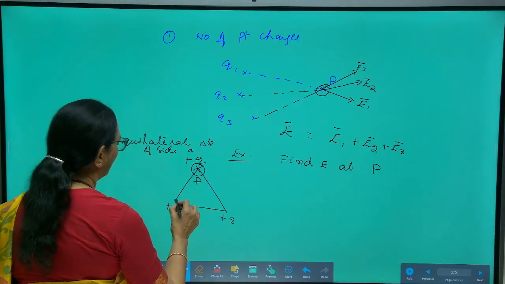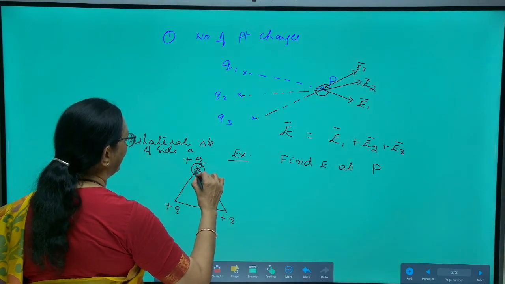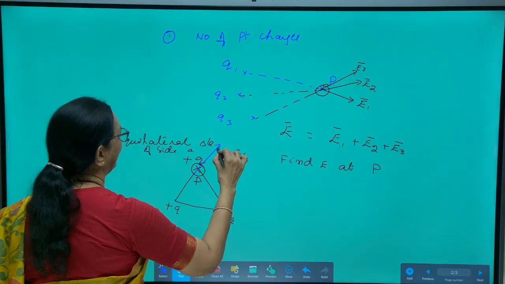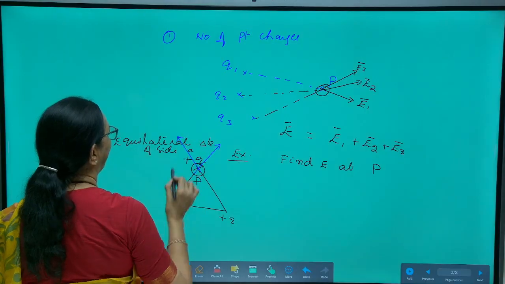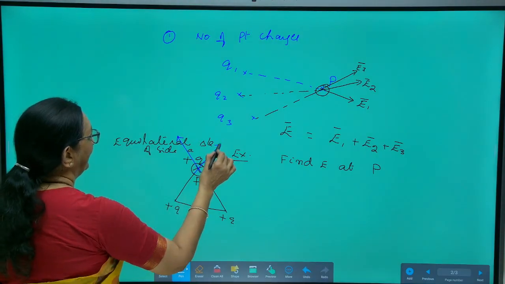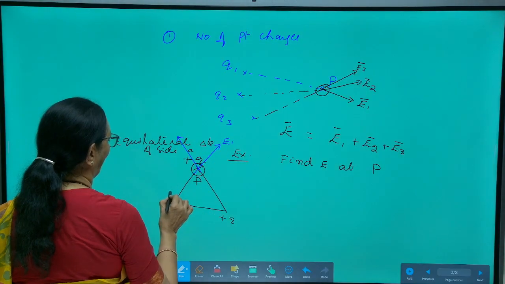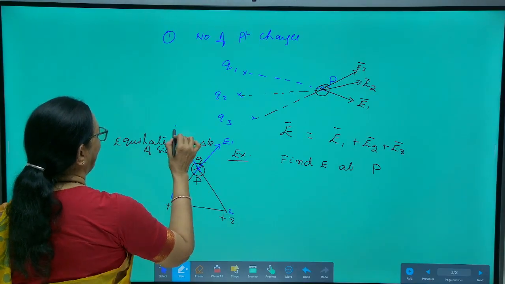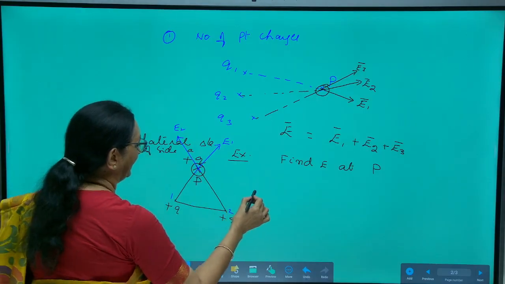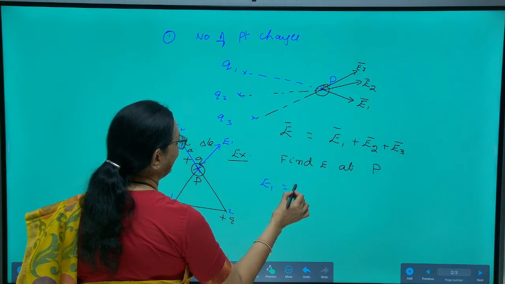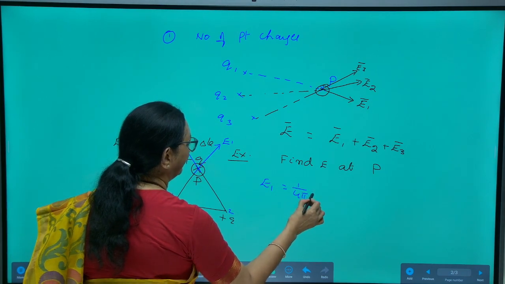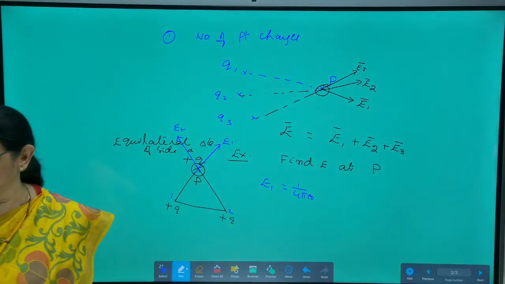Now, due to this positive charge, electric field intensity is away. Due to this positive charge, electric field intensity is away. Let us take this as E1. Due to this, let us take this as E2. E1 is equal to 1 by 4 pi epsilon naught.